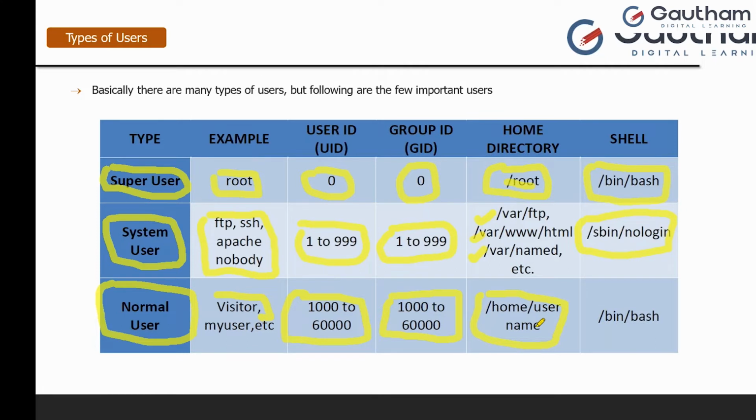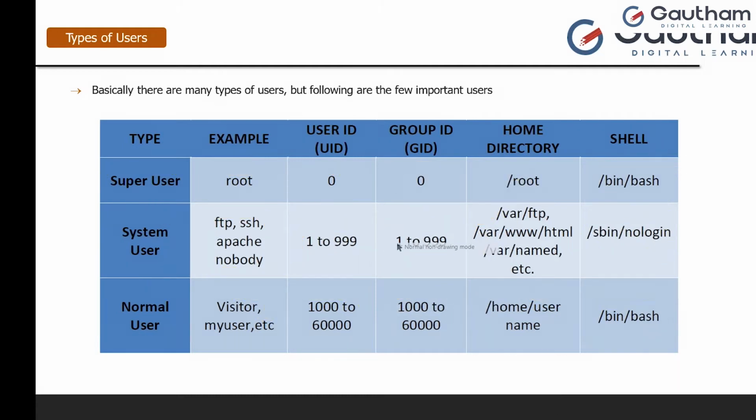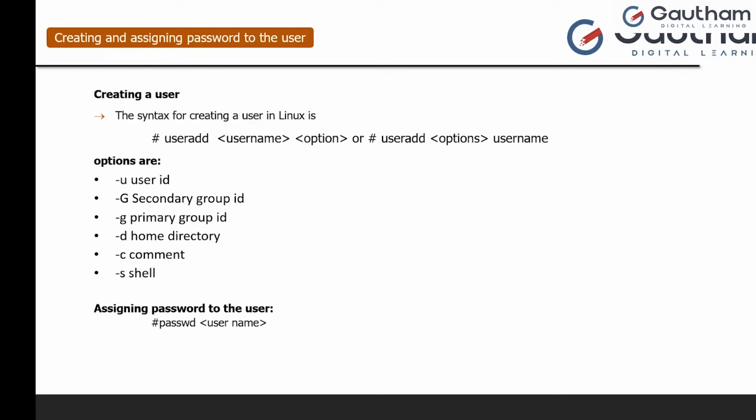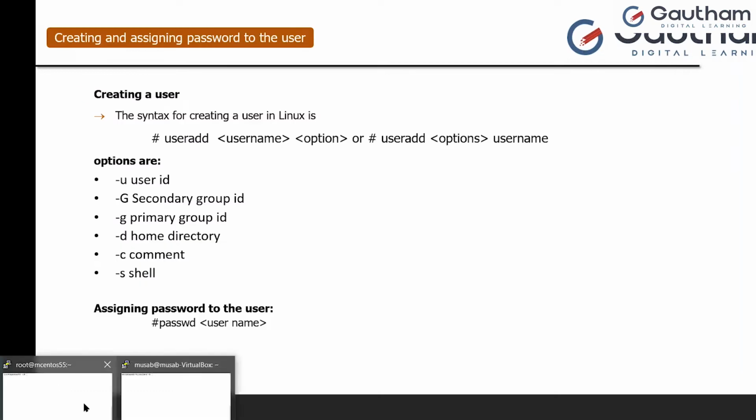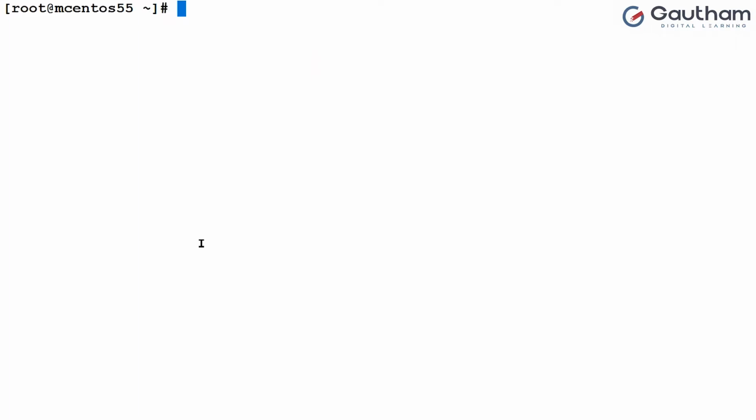Suppose you have a user with the name Srinivas, so you will have /home/srinivas, like that. And all the normal users will have a shell, bash shell, that will be given to every regular type of user in Linux. Now, let us see how we can find the details about the users.